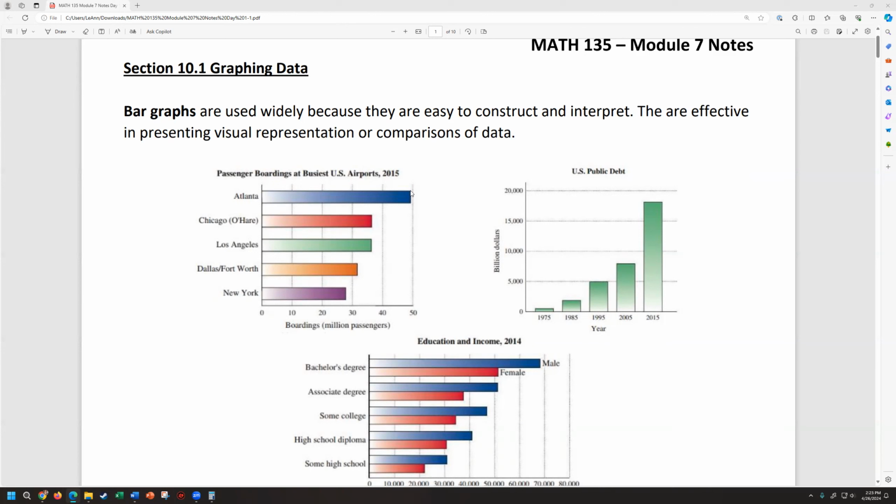Especially from the year 2005 to 2015, we had an extreme increase in the debt for the US, whereas before we were still increasing debt, but it was more of a consistent growth. It was slightly getting bigger in the differences of the heights, but this was a huge change.